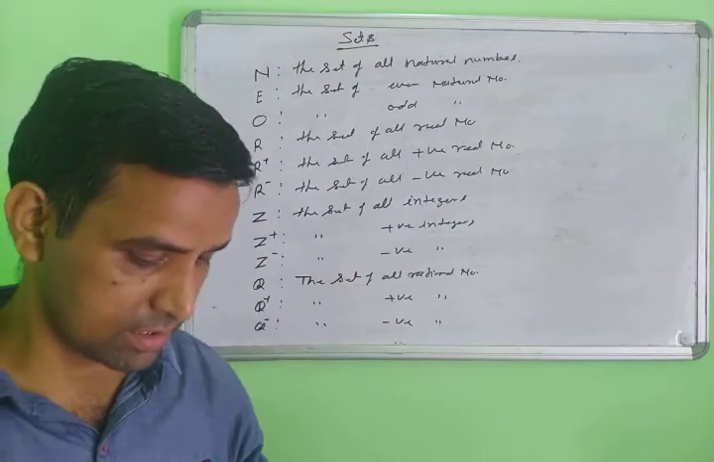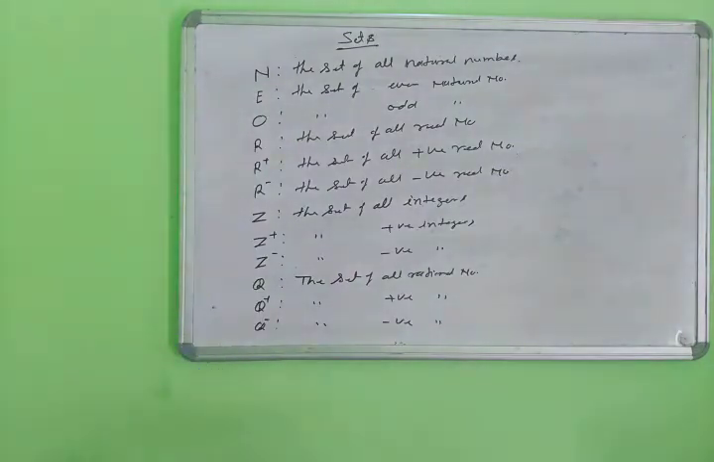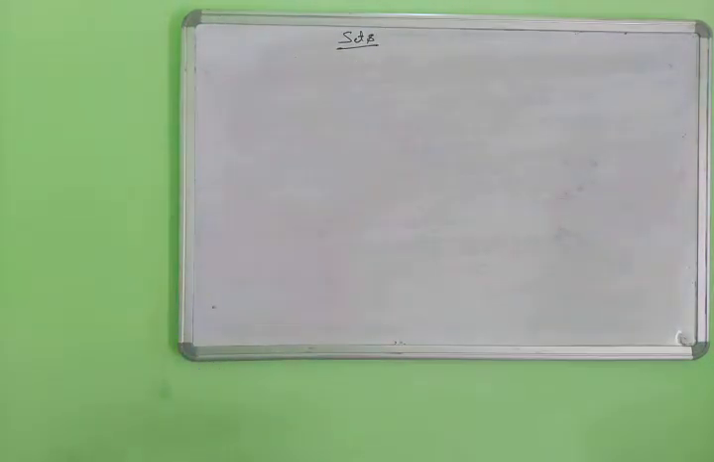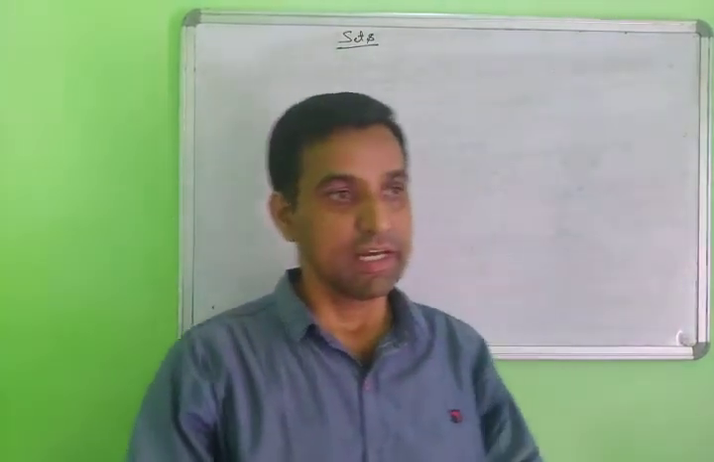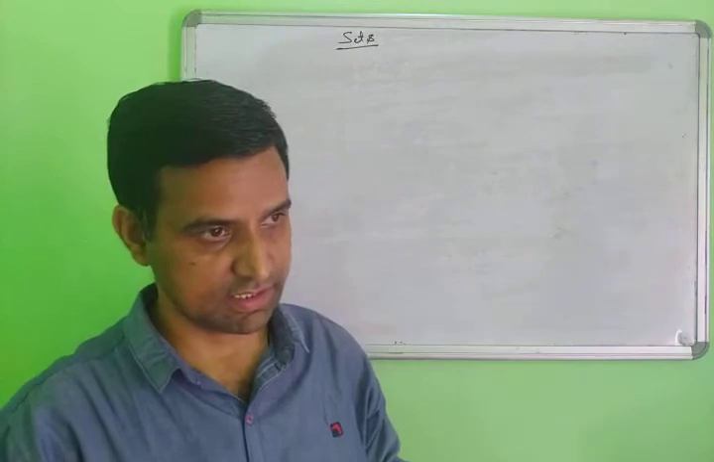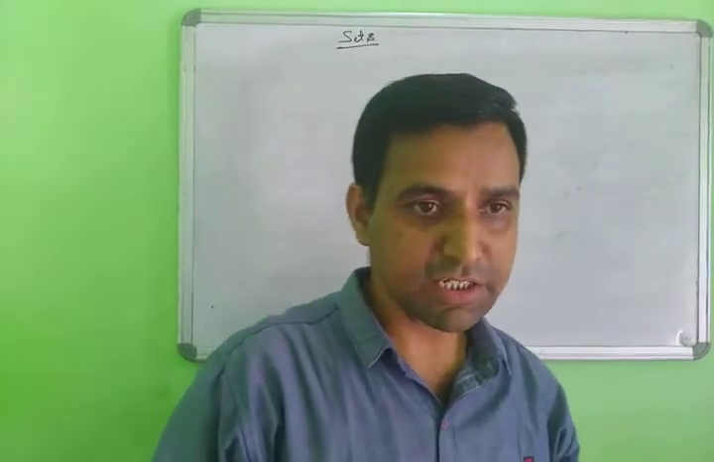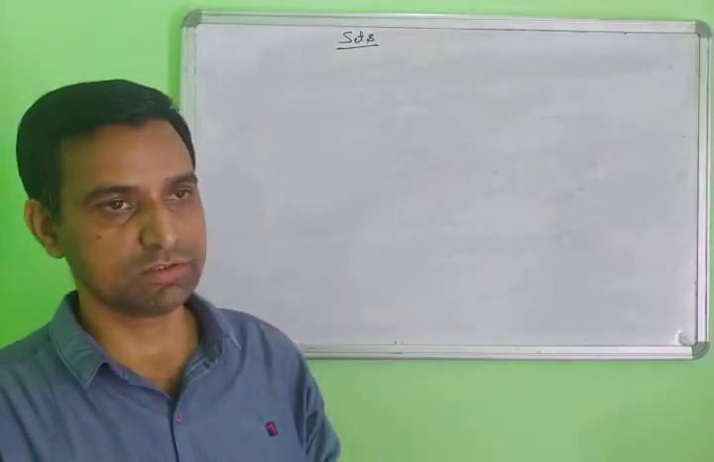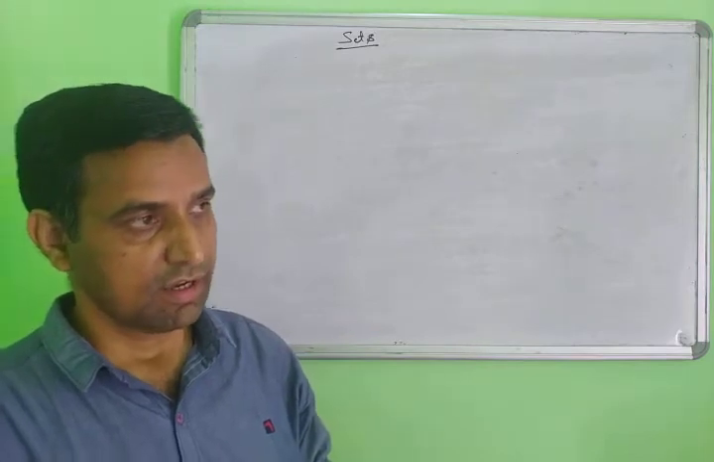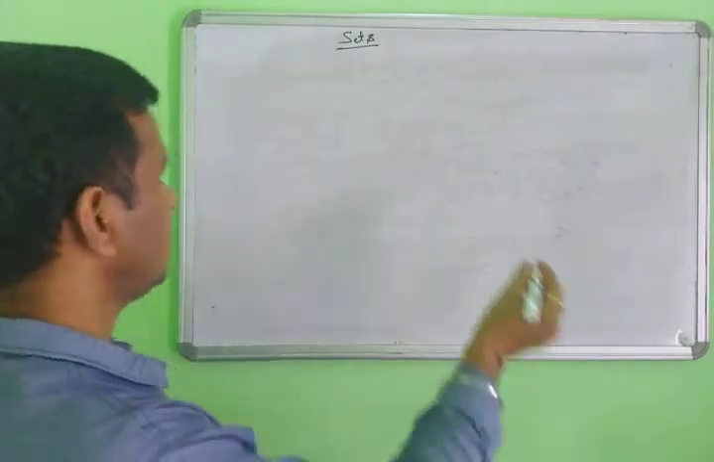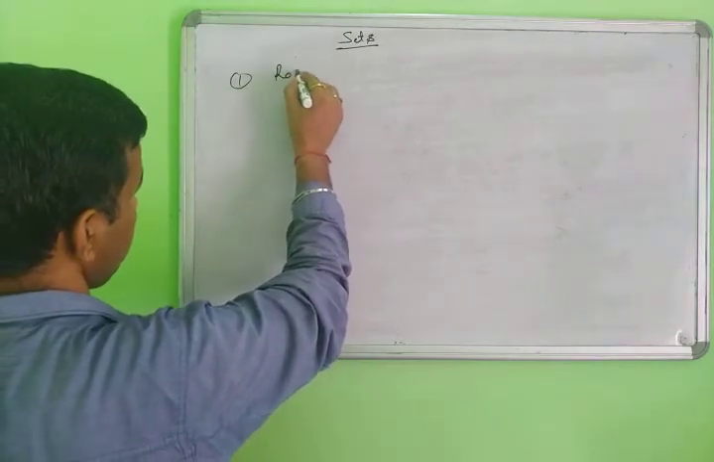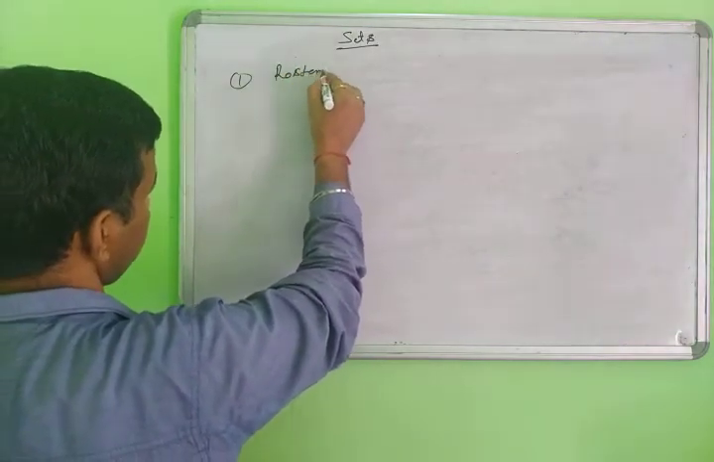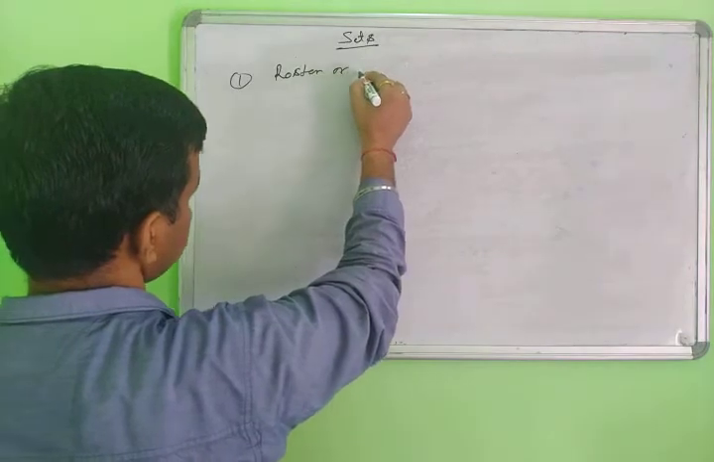Then next topic. Yes, class. Next topic, representation of these sets. Sets are represented in two methods, two forms. First, roster form, roster or tabular.